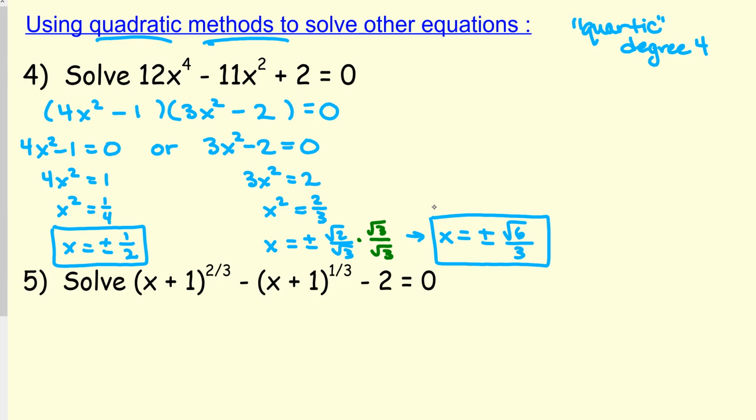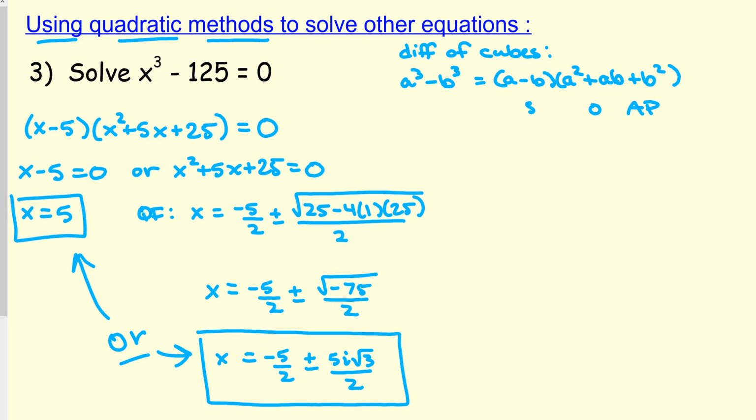Hopefully it doesn't come as a surprise that an equation that's quartic would have 4 answers. We have already seen that equations that are quadratic have 2 answers, and we saw in problem number 3 that an equation that was cubic had 3 answers.